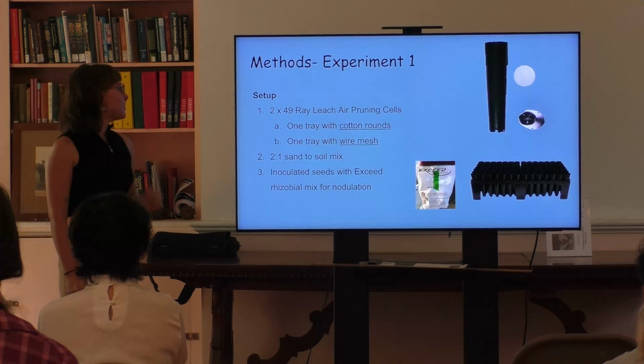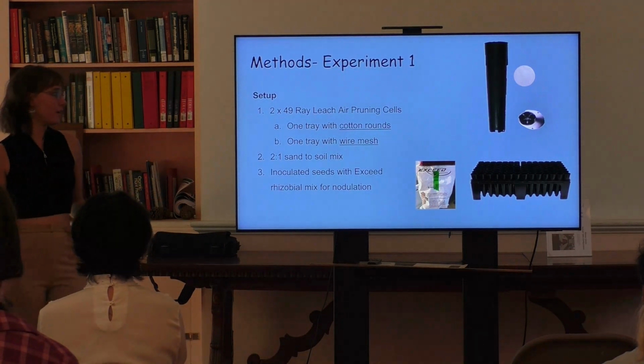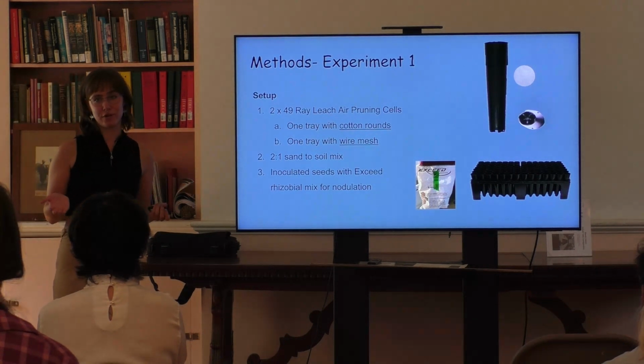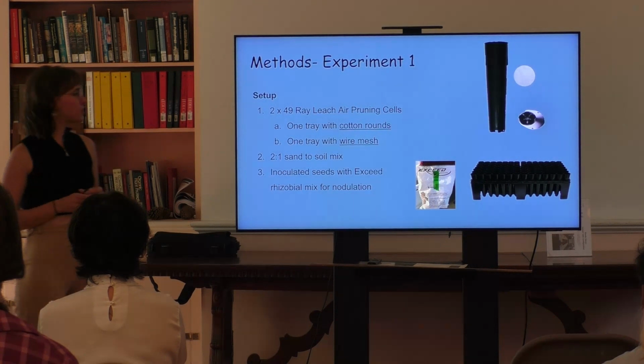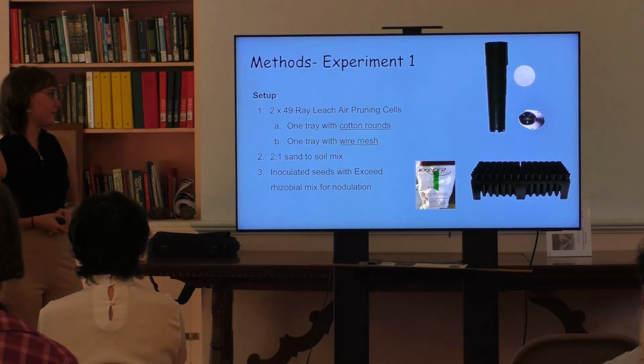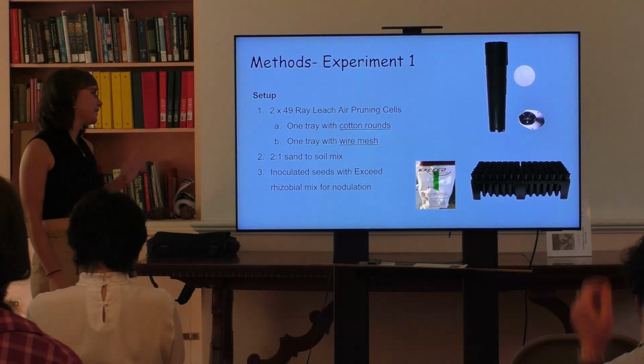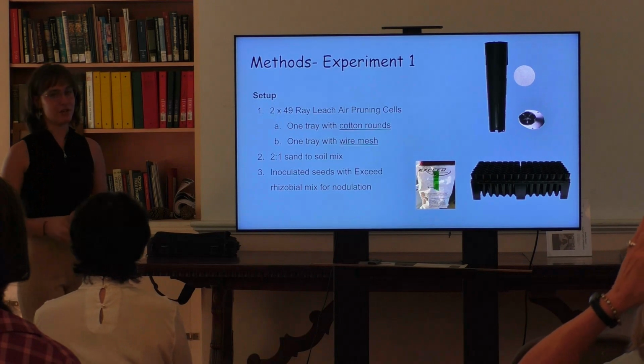To accomplish this, we set up 2 trays of 49 cones. One of the trays had wire mesh at the bottom to allow for increased aeration, while the other tray had potting grounds at the bottom to limit the aeration. We used a 2-to-1 sand to soil mix to imitate the soils of the Sonoran Desert, and then we inoculated the seeds with the Phaseolus mix for nodulation.